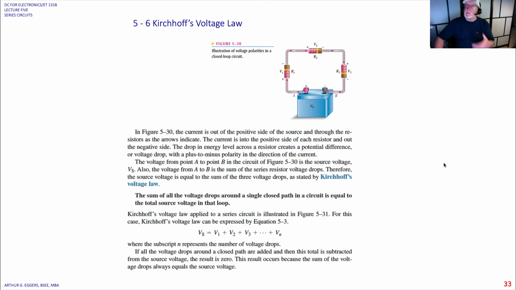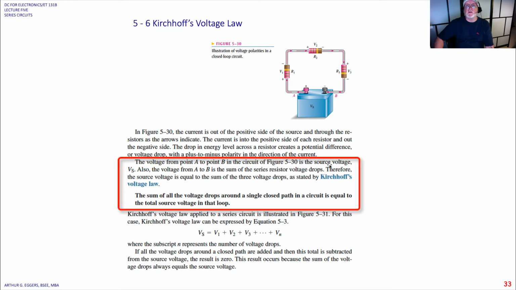And again, this will become important as we move on through our studies here, when we start looking at other types of analysis beyond and advanced to Ohm's law and Kirchhoff's voltage law. We still will use those, but this will form the basis. The voltage from point A to point B in the circuit then is the voltage source, and you can see that on either side of the battery. Also, the voltage from point A to B is the sum of the series resistor voltage drops.